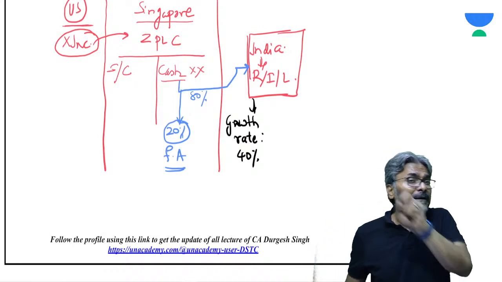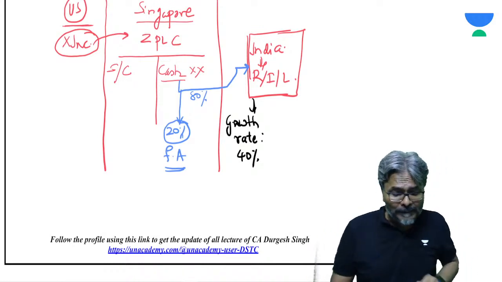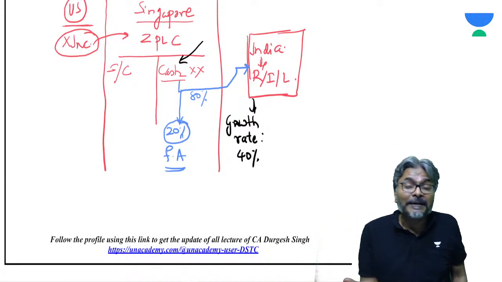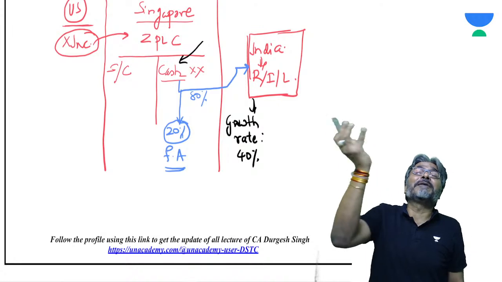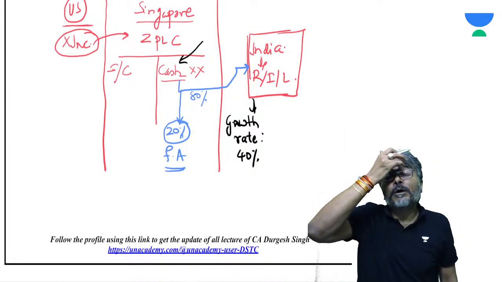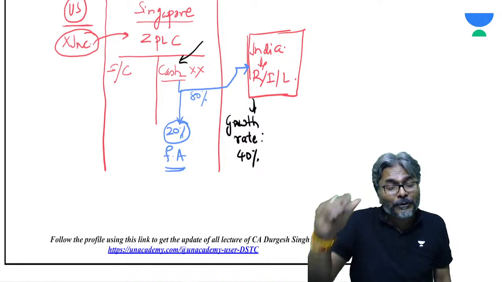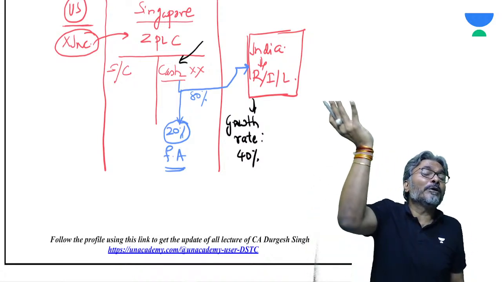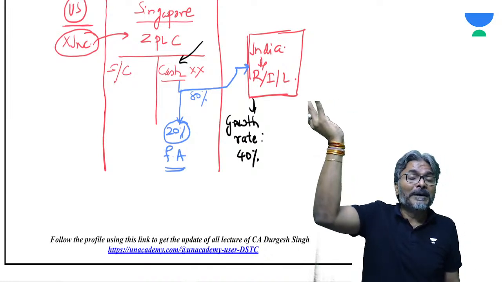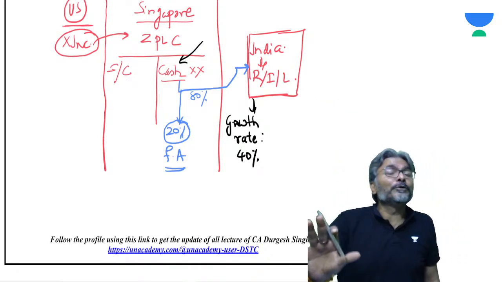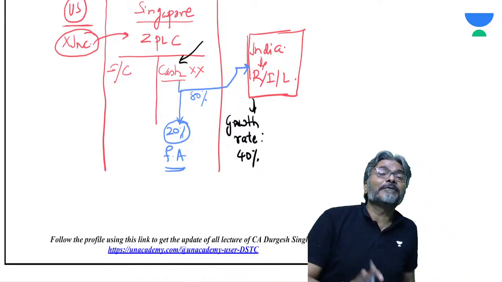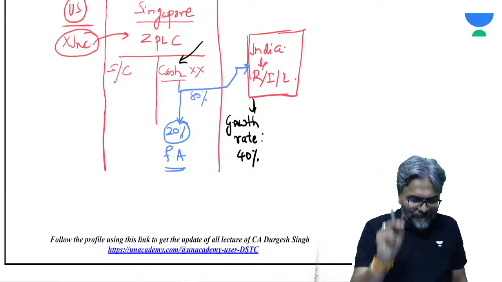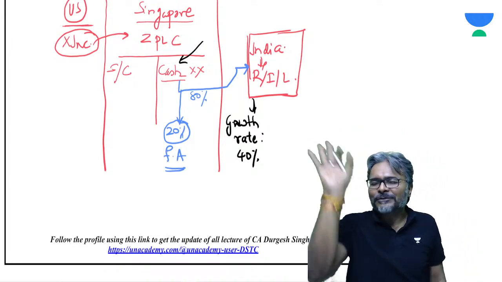And if the fair market value of the shares of RIL goes up, what will be the impact on ZPLC? ZPLC's own investment's fair market value will also go up. The book value could be anything, but the fair market value of its investment, students, will go up, which means the fair market value of the assets of ZPLC has gone up.